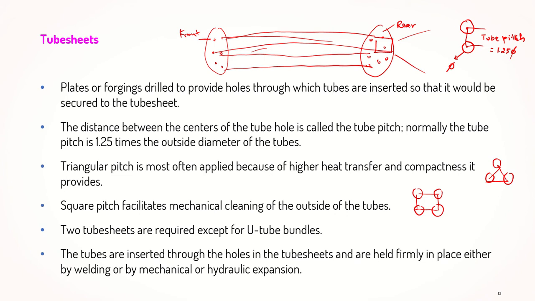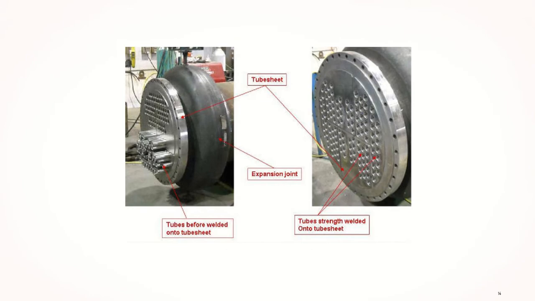So we have three types of securing the tubes to the tube sheet. So this would be an example of a tube sheet. So this would be at the front. If we look at the front, so these would be the tubes before we weld them onto the tube sheet. So after you have welded, you push it inside and you weld it. So this would be the tube sheet welded onto the tube.